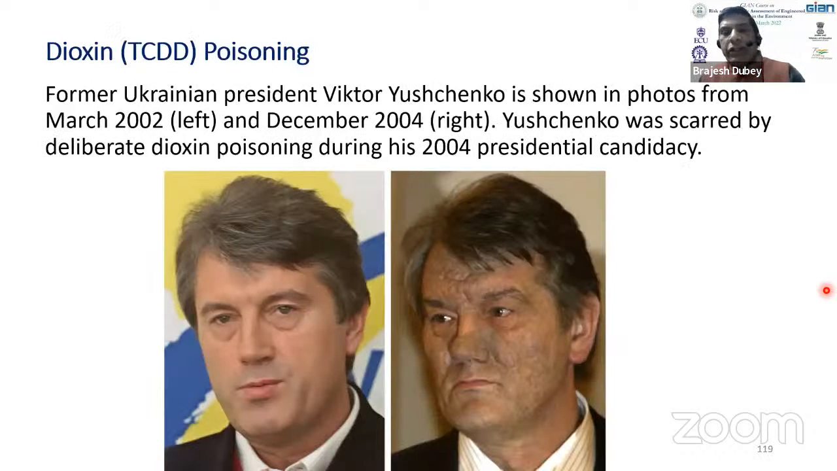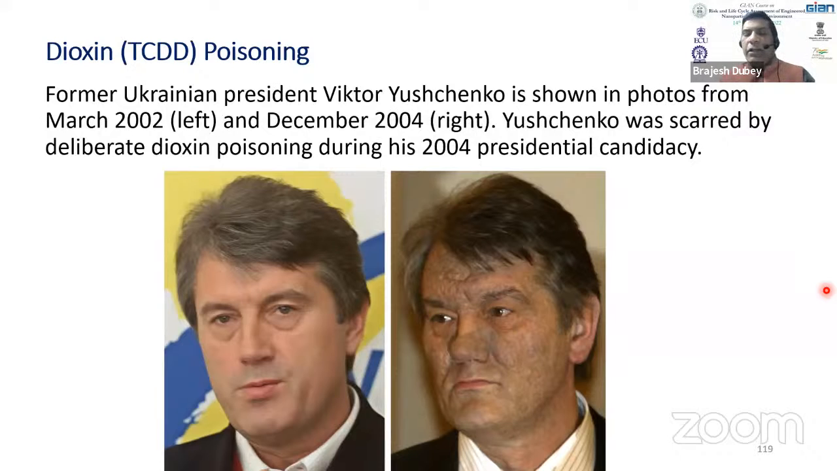Presently, Ukraine is in the news, isn't it? Because of the war that is going on between Ukraine and Russia. But this is not just Ukraine and Russia. The rivalry is not new. It has been going on for quite some time. So as you can see over here, Viktor Yushchenko in a photo from March 2002 on the left-hand side, and the same gentleman on the right-hand side, in the period of 2002 to December 2004. So we are looking at around 20-21 months.